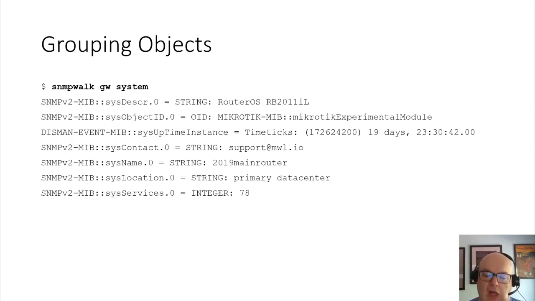I can also group objects. An SNMP group is just a named lump of objects that are defined in the MIB file. Here is what they call the system group. We looked at this before without the names, just numbers. And this is a bunch of basic information about the device. Where is it? How long has it been up? What is the host name?